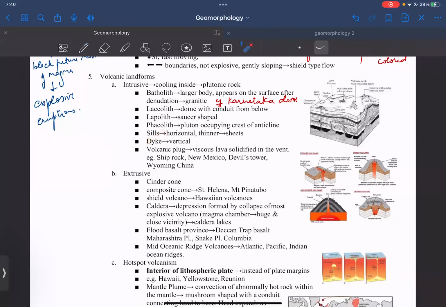Dikes are vertical. Right? Sometimes magma is rising, but it may start solidifying, so it may choke the vents. Those are known as volcanic plugs. So viscous lava solidified in the vent. Examples: Shiprock found in New Mexico, Devil's Tower found in Wyoming. Even if you don't remember these examples, you can leave them. Just remember these things. They are cooling inside the earth. All right. Now comes extrusive landforms. So extrusive.